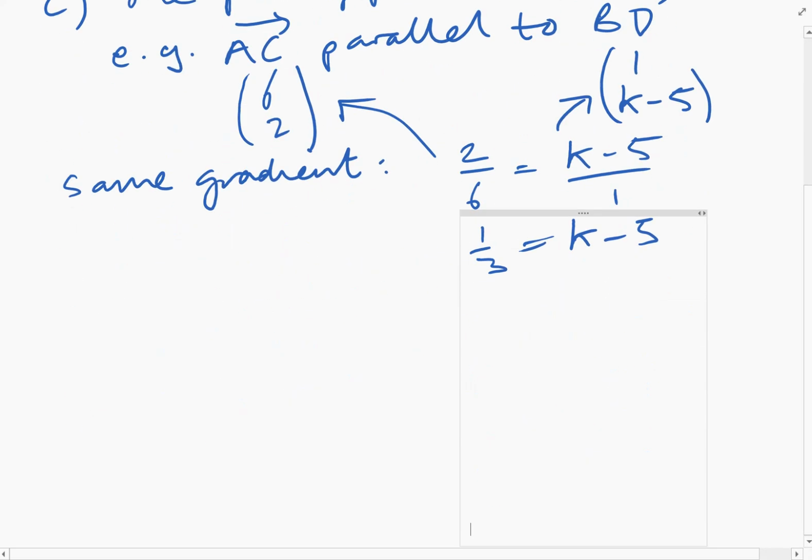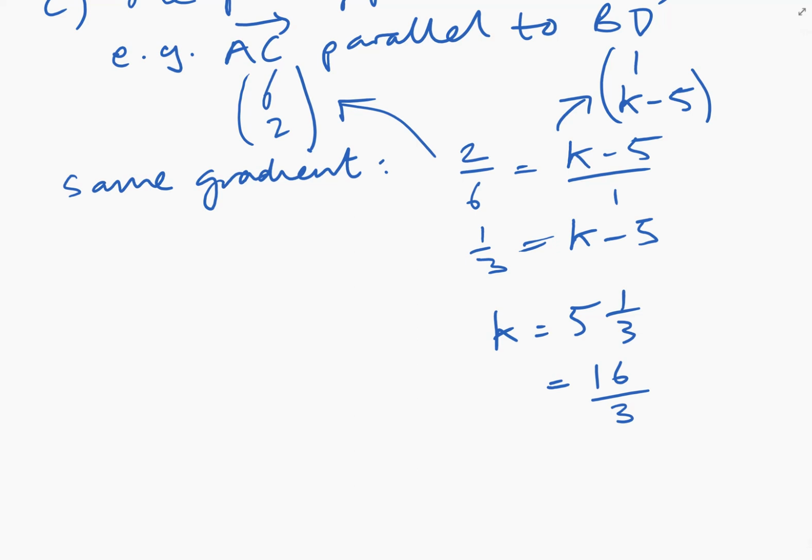So that means that k would equal 5 1/3, which is 16 over 3. So that's one possible solution. That would give you one set of parallel lines, which means it's a trapezium.